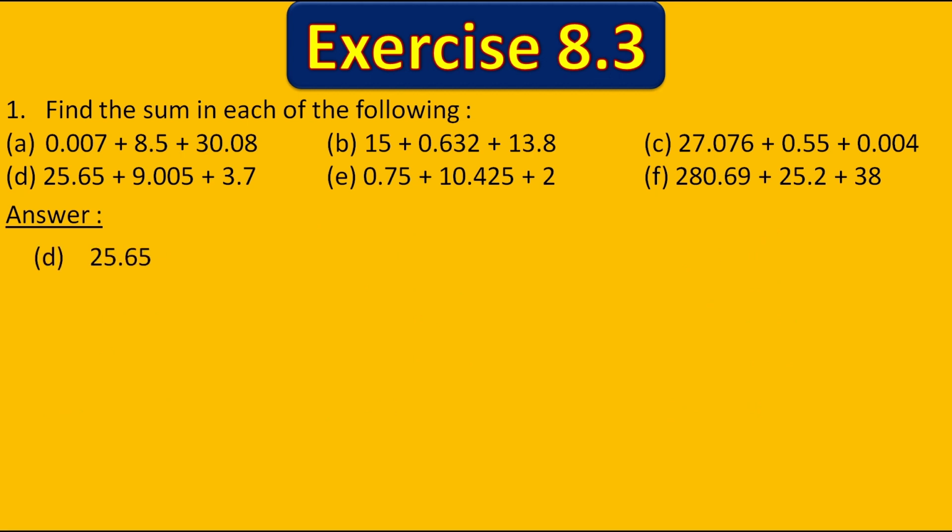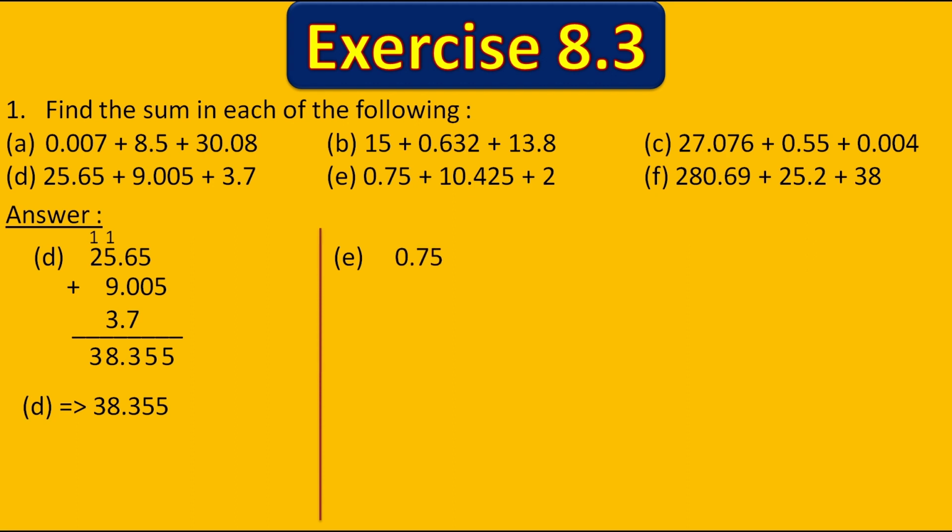25.65, 9.005, 3.7. Okay. Now here again 5 will come down as it is. 5 plus 0 will give you 5 again. 6 plus 7 will give you 13. Next 1 plus 5 plus 9 plus 3 will give you 18. So 1 will go to carry forward. Now 1 plus 2 is equal to 3. So the answer is 38.355.